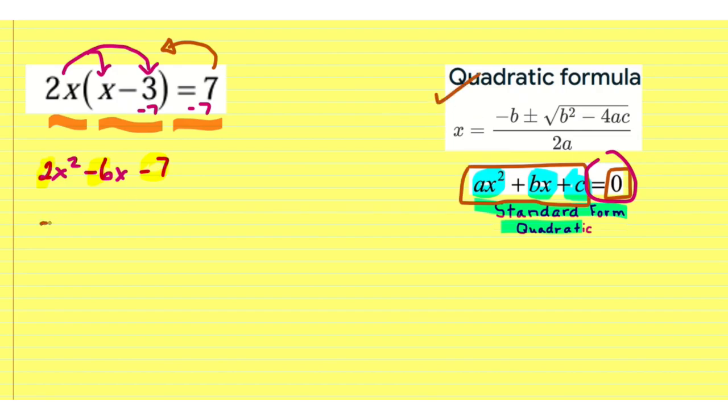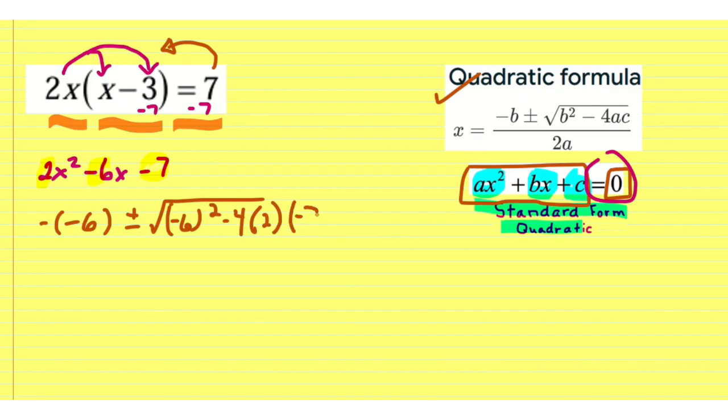Negative b is going to be negative a negative 6, and that's plus or minus the square root of b squared, so negative 6 squared, minus 4 times the a term. The a term is the 2, so times 2. And then the c term is negative 7, so negative 7. And then all of that is going to be over 2 times the a, which happens to be a 2. So now we're just going to work it out.